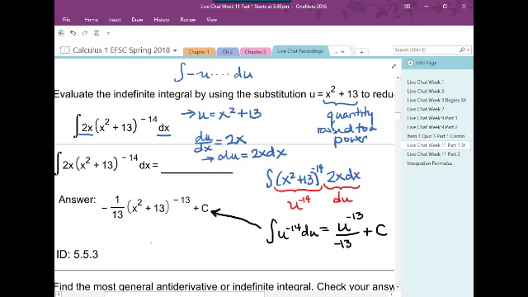Now, I personally prefer that we not leave negative exponents in our final solution, so I probably would have written it as the opposite of 1 over 13 times (x squared plus 13) to the 13th power, plus c, and that's equivalent. Okay, so that would be how you would work that exercise.